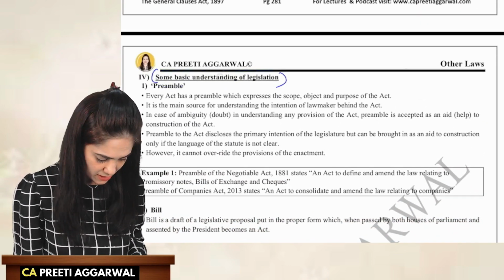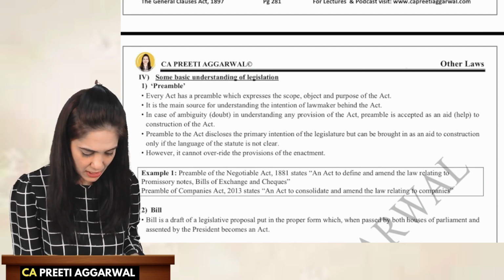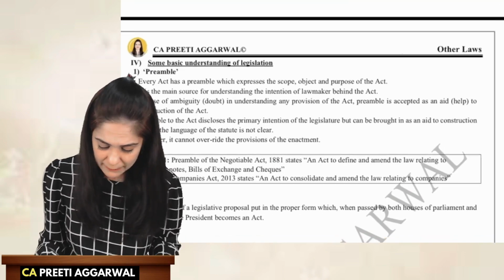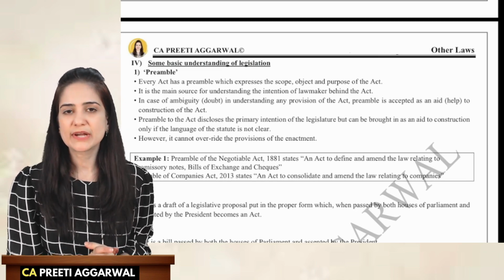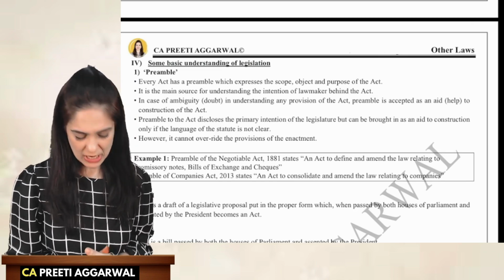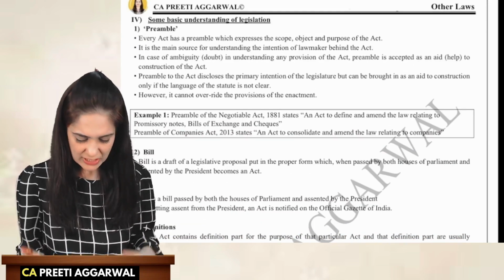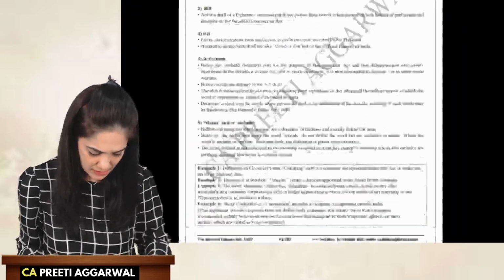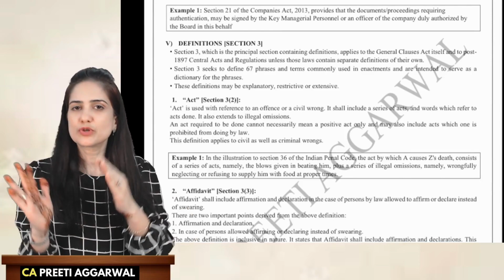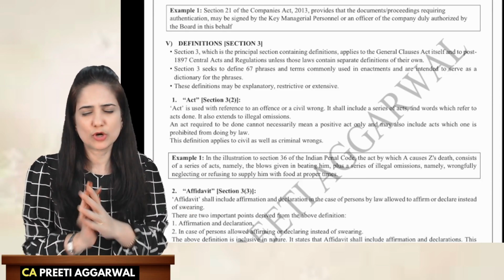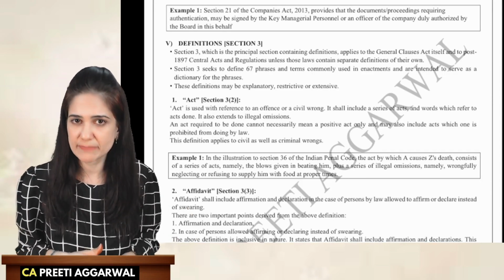Some basic understanding of legislation, this I will start in the next chapter. My intention was just to give you a basic introduction in today's session. In my next session, I will start with some basic understanding of the legislature. I have divided the chapter into different parts. So we will do the basic understanding and then we will cover the definitions separately. So we are going to discuss in small parts. I will not make very lengthy lectures so that your interest is maintained.